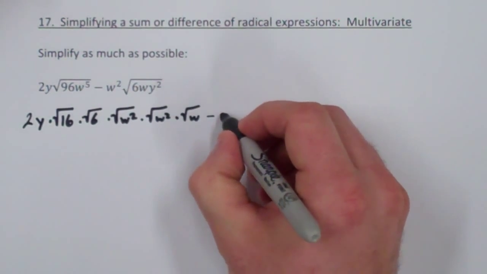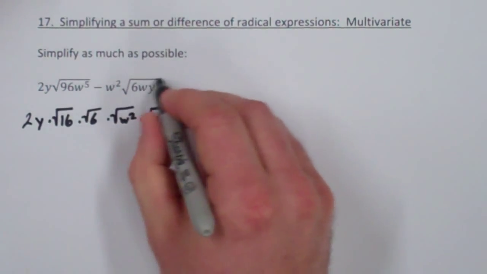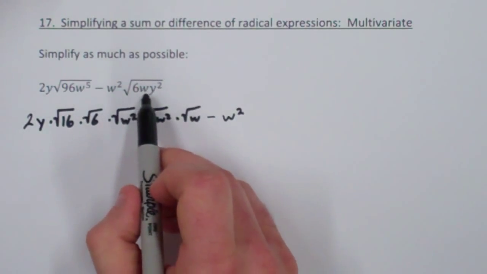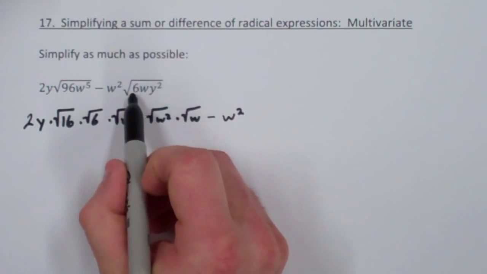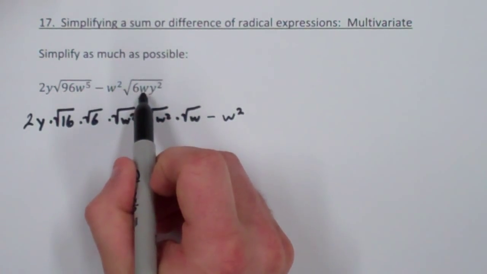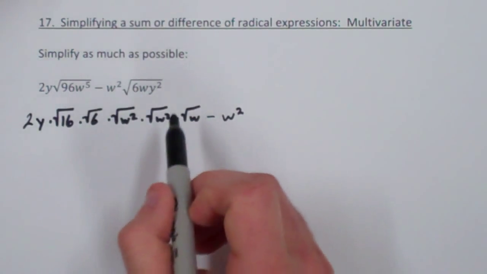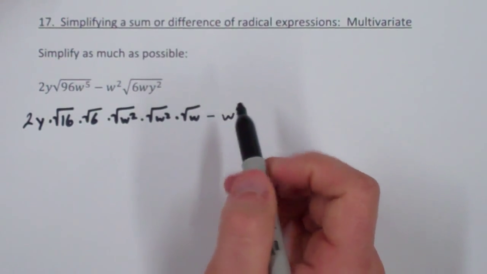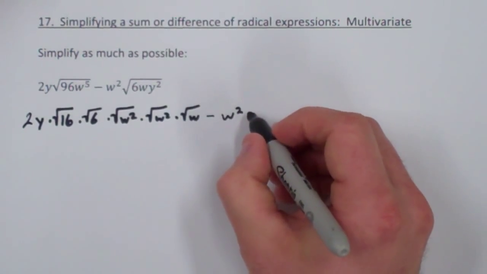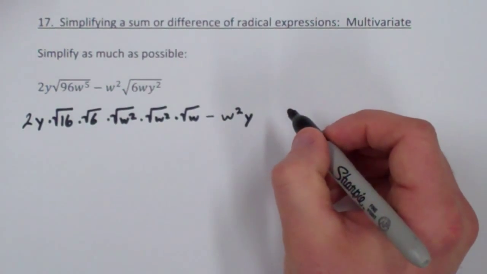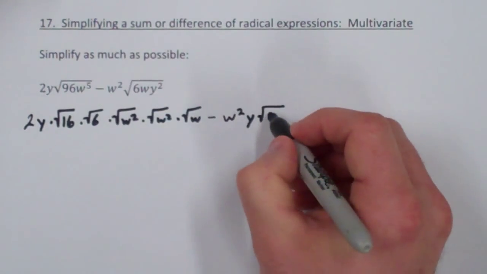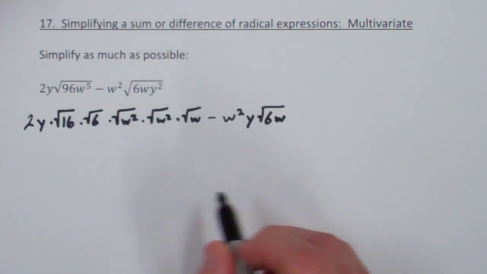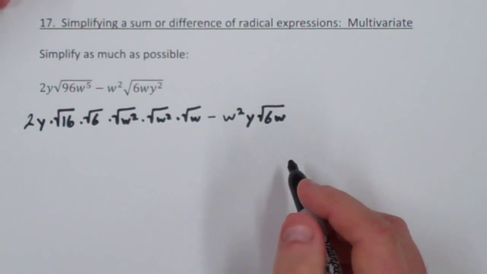On the right hand side, we've got a w squared. We're going to want to go ahead and try to deal with this 6wy squared. And if you notice, there's no perfect square factor of 6. W is w to the 1st power. There's no pair there. We can't pull anything out. We can take the square root of y squared. So if you want to, right away, you can just go ahead and write a y down. And then the rest that's left underneath would be a 6w. And that one was a relatively simple one to take care of.